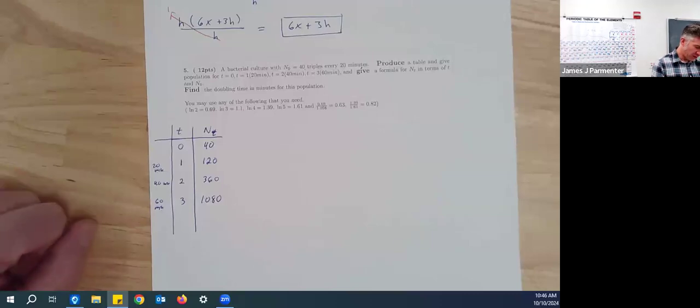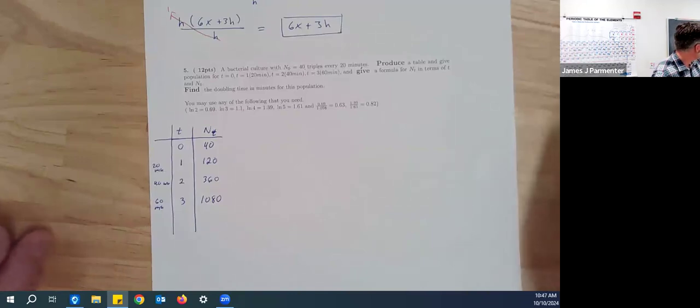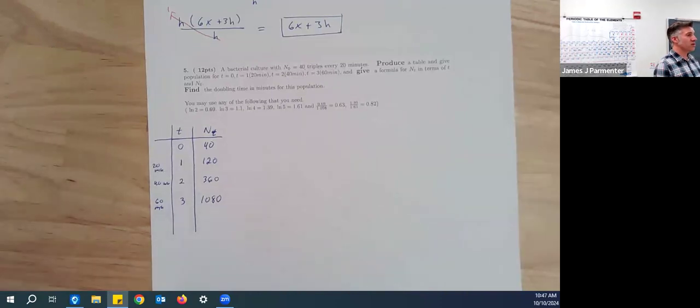And then we want to find a formula for N sub t in terms of t and N naught. Yeah, I don't love that. But we'll do it. There are 2 different ways to do this. I'm going to try and do it the way I think your professor probably wants you to do it, and then I can talk about the other way.